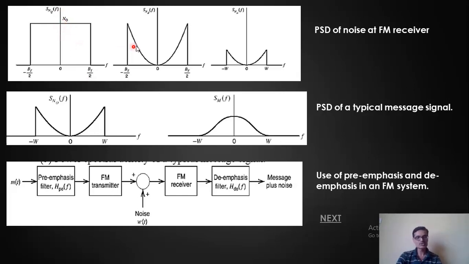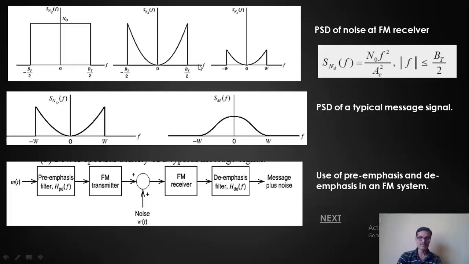When it is passed through a discriminator circuit or FM demodulator, we'll get something like this. The shape of the PSD will be something like this. That is, it is equal to 0 at 0 frequency, and it increases as the frequency increases. Now, why does this happen? Just look at this equation.